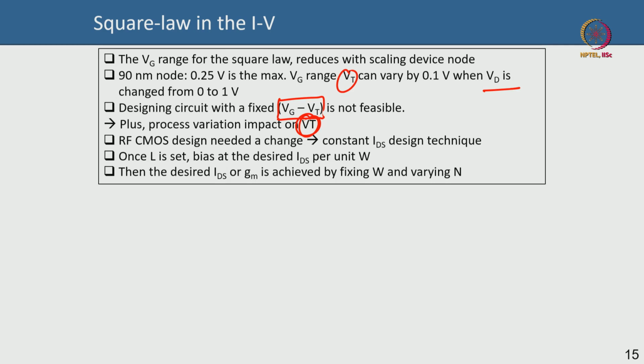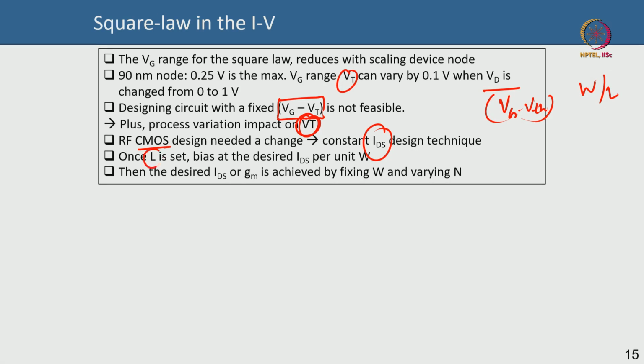So RF MOS design or circuit design can no longer be done with just a constant Vg minus Vt, a gate overdrive, or W by L ratio. That is not feasible, which used to be the case for analog circuits long back. So people use a constant IDS design technique. You fix the drain current, and you design around that. Basically, you can change the gate voltage accordingly to get the desired output drain current.